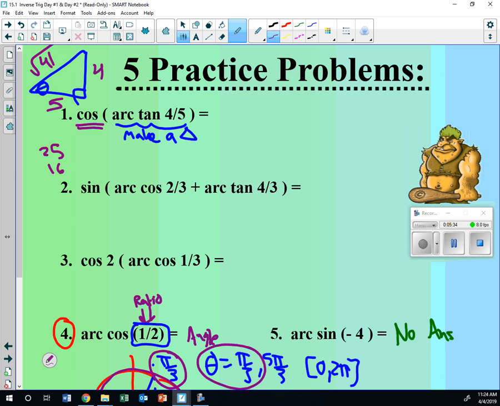Now take the cosine of that. Adjacent over hypotenuse, and you're done. How many got that? 5 over square root of 41. Good. Did you get that, Luke? What did you have trouble with?